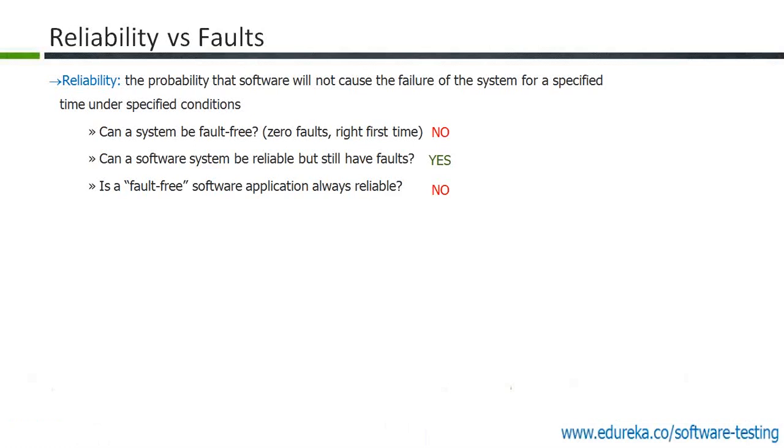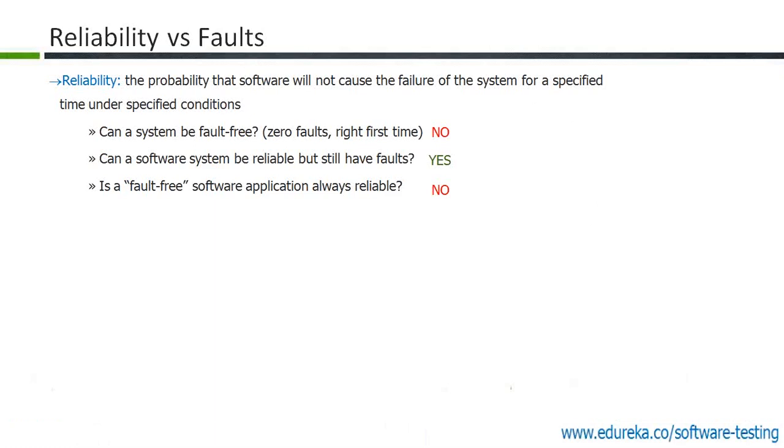You understood? It is not depending on the software that has been developed by the developer, or it is not the fault of the tester. It can happen at any time. You understood? It can be either through a compatibility issue with your operating system, or a compatibility issue with your browser, and so on. Okay, so a system cannot be fault free. Can a software system be reliable but still have faults? Yes, obviously. It can have some faults, but they can be resolved.